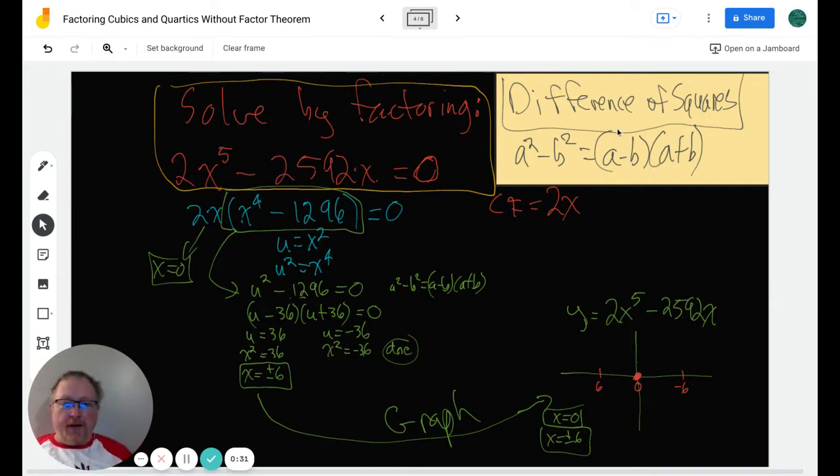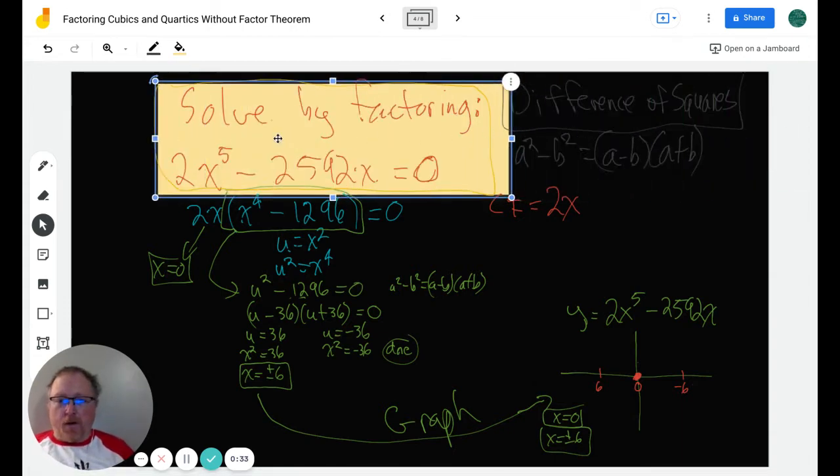So let's look at a specific question that we're going to work through. So here it is right here. Solve by factoring. 2x to the fifth minus 2,592x equals 0. Same thing as always. We common factor first. Always common factor. So what's a common factor here? Well, that's an even number, 2. 2,592 is an even number. Looks like to me 2 is a common factor. I have x to the fifth and x. That means x is a common factor.